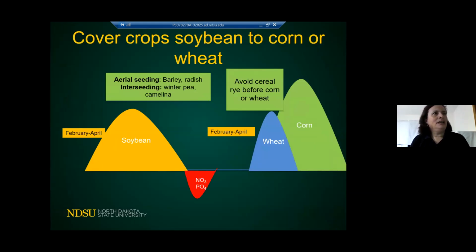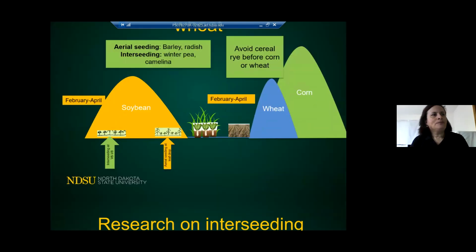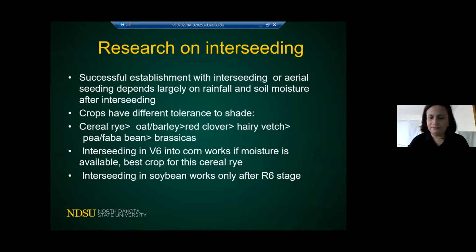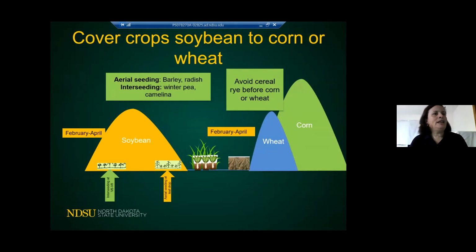If we have cover crops now for soybean to corn or wheat, I mentioned the corn. This is about the same as we mentioned before. You could have an interseeding, but we don't really recommend the V6, V8. We've seen in soybean it doesn't work. We can do an aerial seeding, or we can go the other way. In this case, we want to have crops that winter kill, like barley and radish. Or you can use winter camelina.